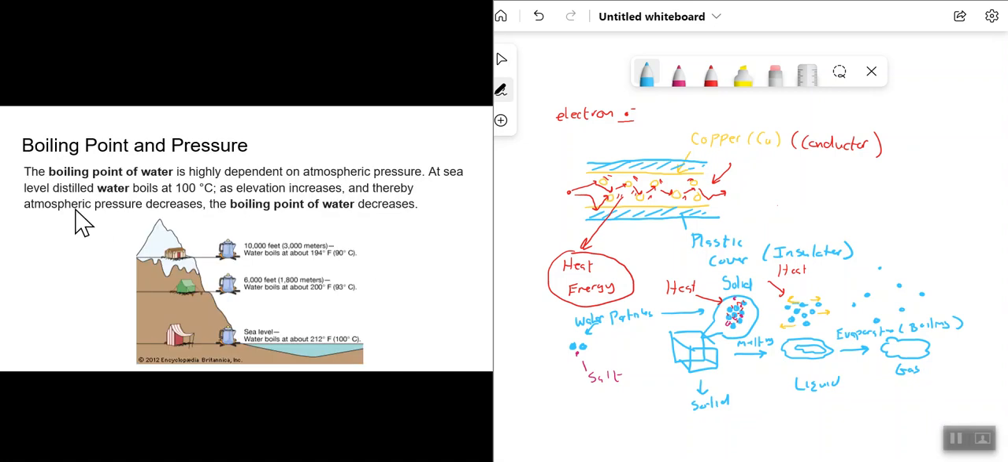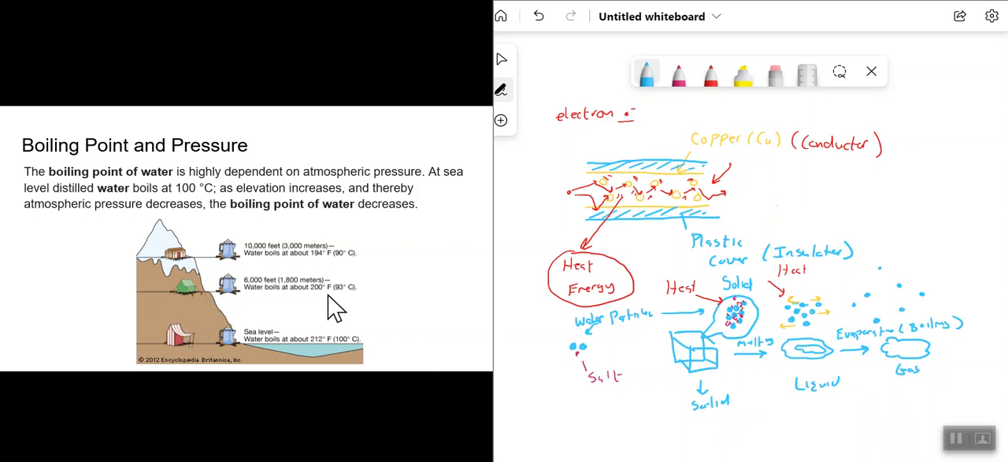The interesting thing as well is that the boiling point of water is highly dependent on the pressure of the atmosphere around it. At sea level, pure water boils at 100 degrees Celsius. As elevation increases, the atmospheric pressure decreases and the boiling point of water decreases as well. So as you climb a mountain, for example, it takes less heat energy to change the liquid into a gas, or to boil the water.